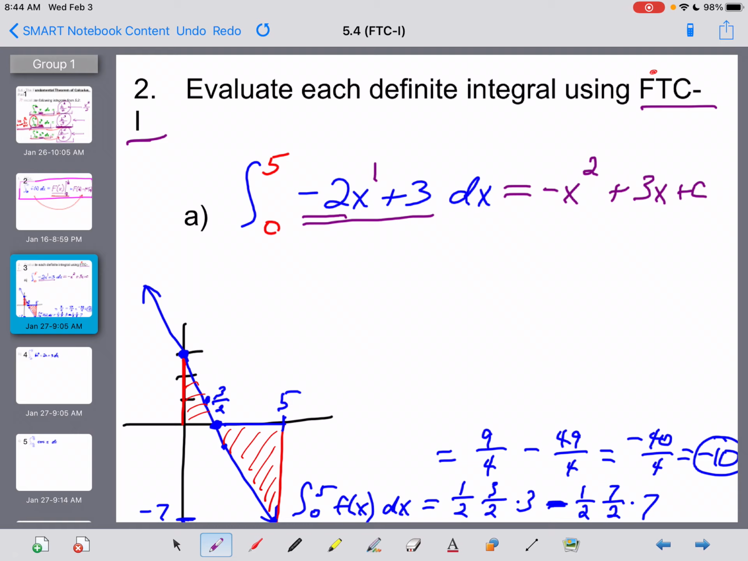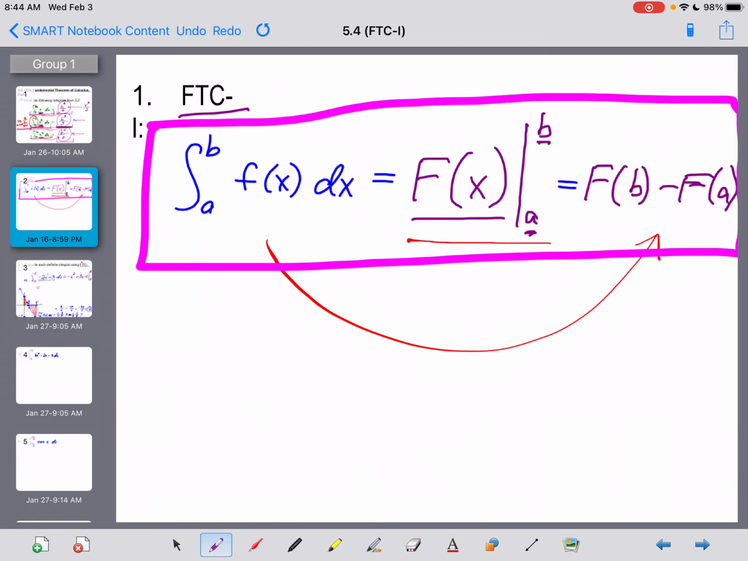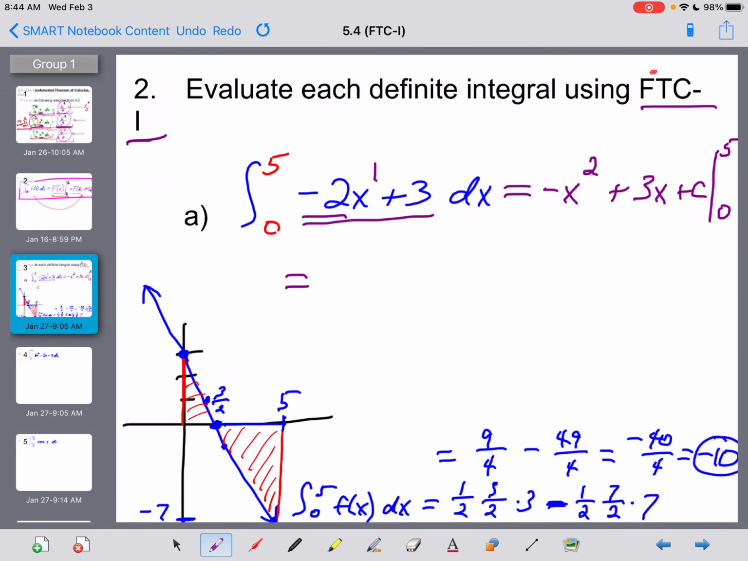All right, of negative 2x plus 3, and we now put an evaluation bar, and we evaluate this expression, really, I should say it this way, from 5 to 0. You can say from 0 to 5, but my point here is that according to the formula, we begin now by evaluating capital F of b. Okay, so we're putting a 5 into this expression right here.